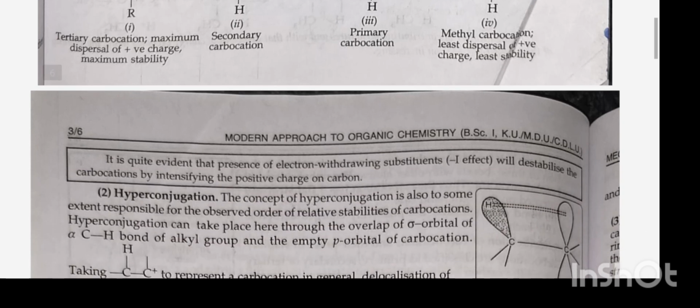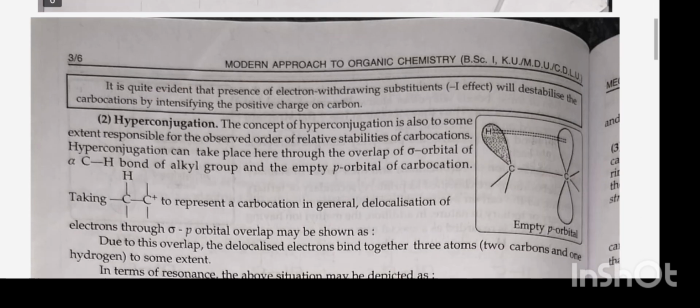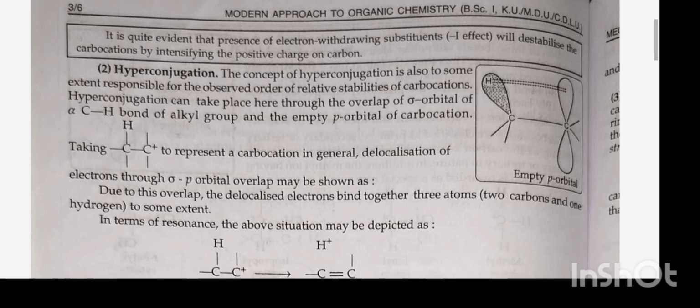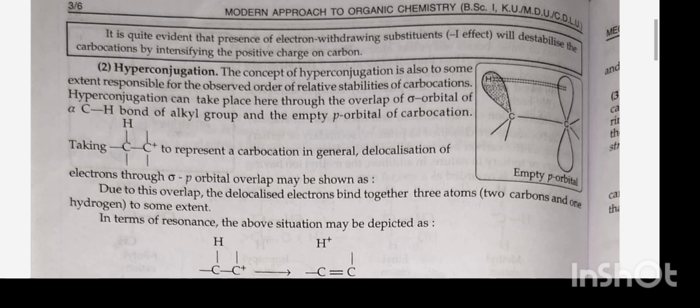It is quite evident that the presence of an electron-withdrawing substituent, a minus I effect, will destabilize the carbocation by intensifying the positive charge on the carbon. Second, hyperconjugation. The concept of hyperconjugation is also to some extent responsible for the observed order of relative stability of carbocations. Hyperconjugation can take place here through the overlapping of the sigma orbital of the alpha carbon-hydrogen bond of the alkyl group and the empty p orbital of the carbocation.